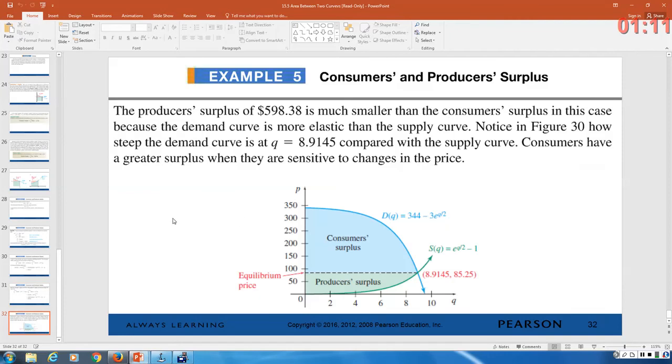Right, for producer surplus it's the equilibrium point minus the function, and for consumer surplus, it's the function minus the equilibrium point. Okay?